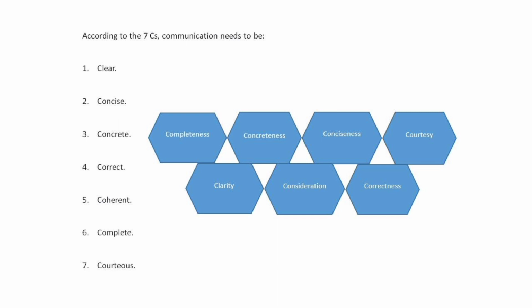Now let's come to the body of the email. To write the body of the email, we can follow the 7 C's of communication, which are to be clear. So make sure that there is no ambiguity in the email and that the message of your email is absolutely clear. It should also be concise.